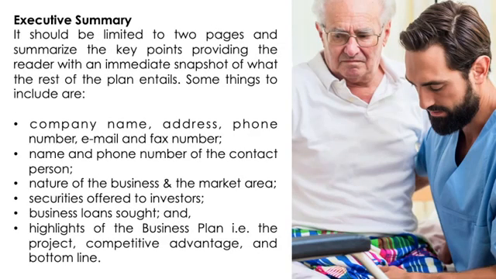Let's talk about the executive summary. It should be limited to 2 pages and summarize the key points, providing the reader with an immediate snapshot of what the rest of the plan entails. Some things to include are your company name, address, phone number, email, and fax number, the name and phone number of the contact person, the nature of the business and market area, securities offered to investors, business loans sought, and highlights of the business plan. For example, the project, competitive advantage, and the bottom line.